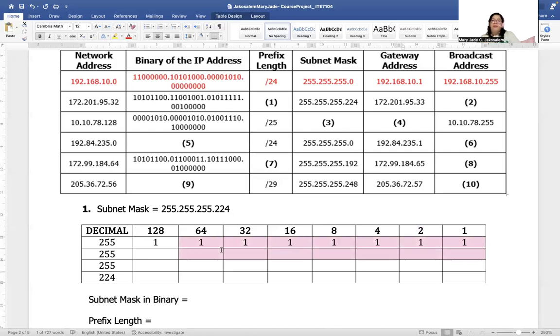Let me just copy paste it here, since we have another 255 for the second octet, then another 255 for the third octet. And we have 224, so let's solve for this. Is 224 greater than or equal to 128? It's greater than, so 1. 224 minus 128 is equal to 96. Is 96 greater than or equal to 64? It's greater than, so another 1. 96 minus 64 is equal to 32. 32 is equal to 32, so the answer is 1. 32 minus 32 is equal to 0, meaning the rest here will be 0.